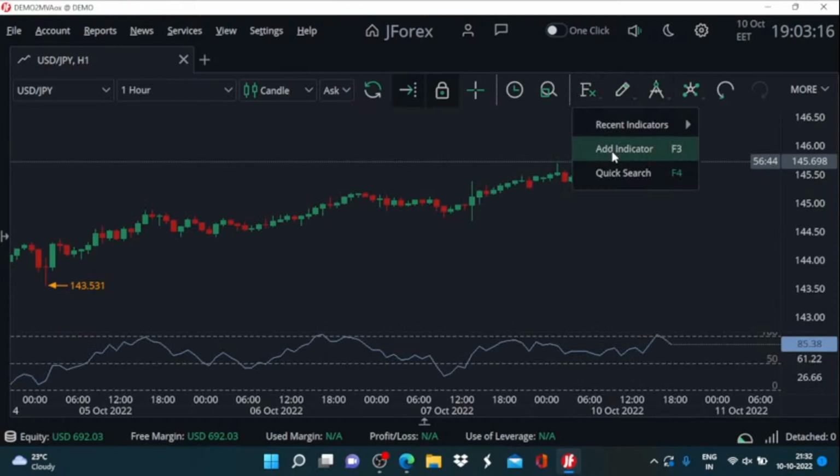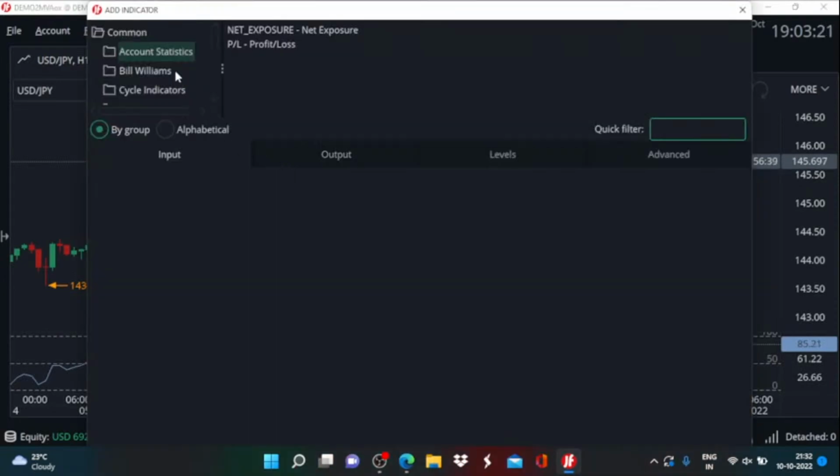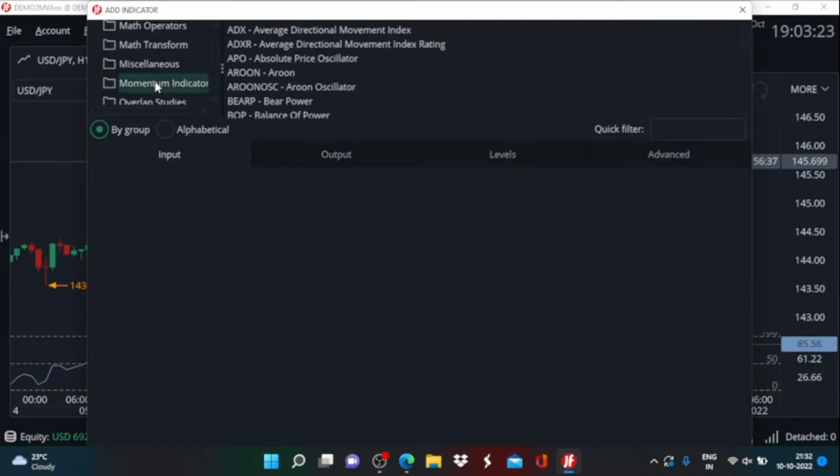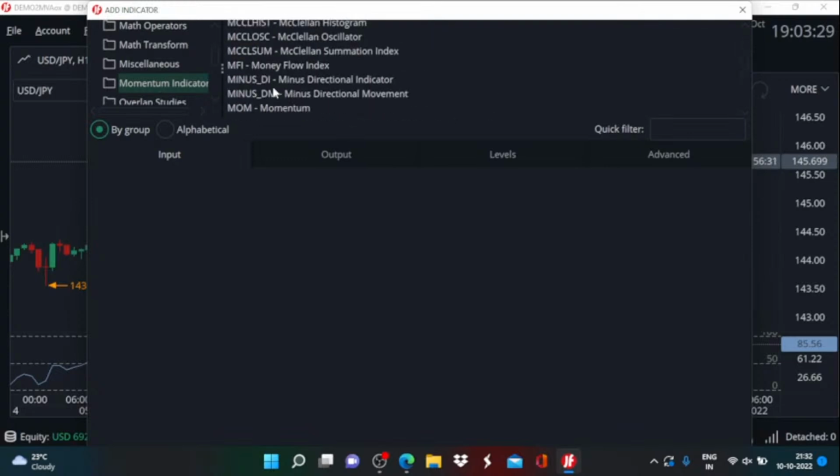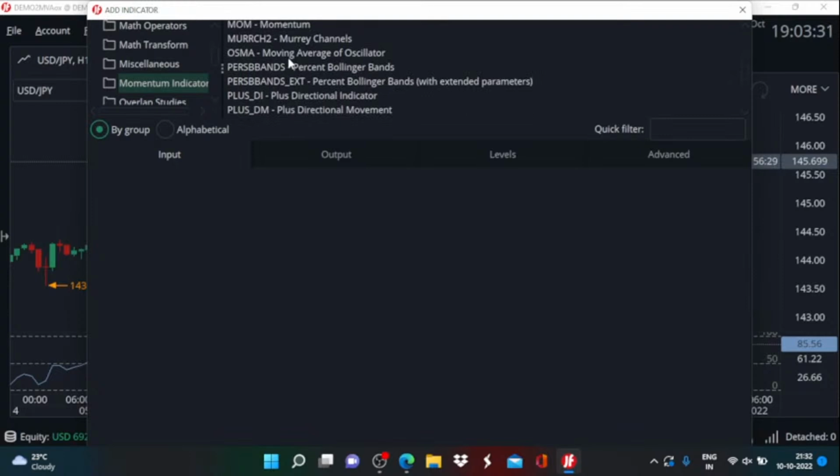Else, you can do a bit longer route as well. If you simply want to know where this indicator is, it is classified as a momentum indicator, and we have it below this OSMA, the moving average of the oscillator, which I described to you in the last session.